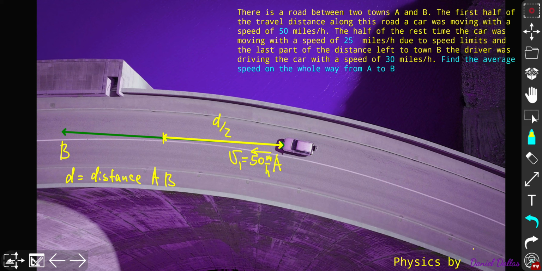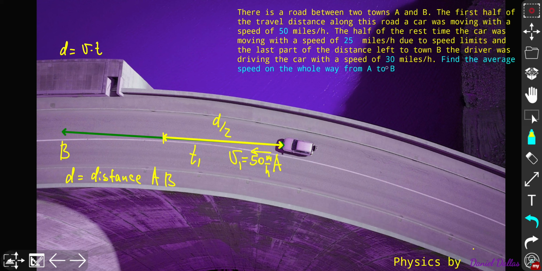All right, so definitely it requires time T1. And make sure you can always work out any variable or any unknown from the equation: distance equals speed times time. So that's V times time. That's the base formula here. All right, so what about the second interval? On the half of the rest time, so those are the keywords, not of the rest distance, not half of the distance, but of the rest time left, the car was moving with a speed of 25 due to the speed limits, and on the last part of the distance left to town B, the driver was driving the car with a speed of 30 miles per hour.